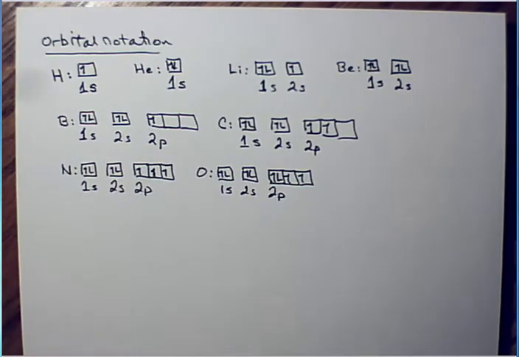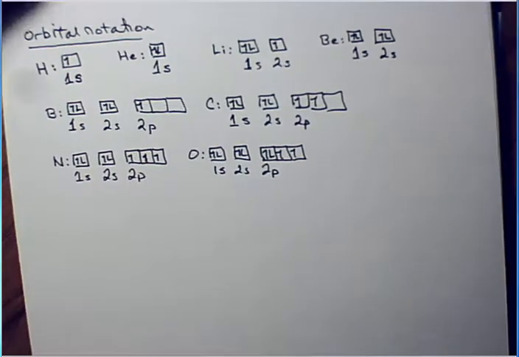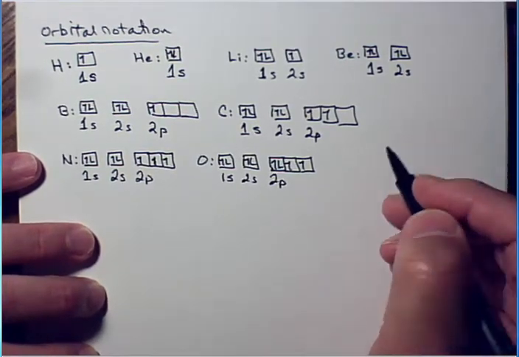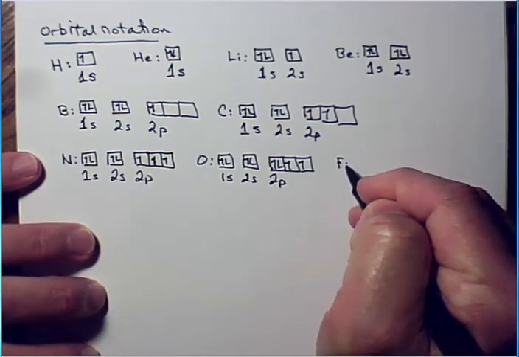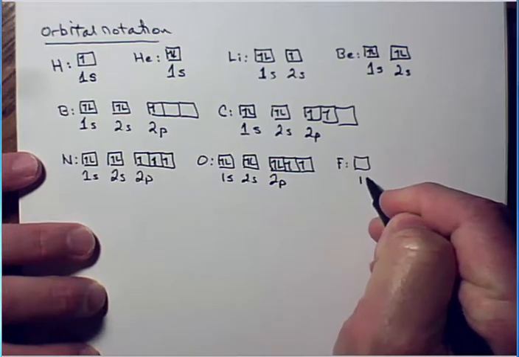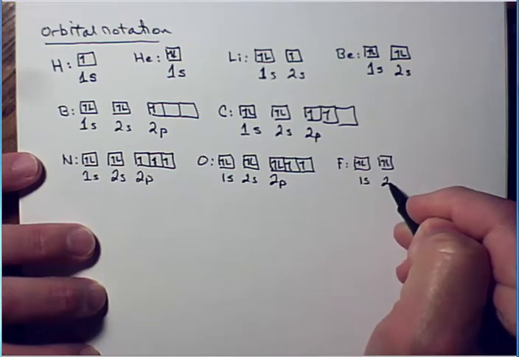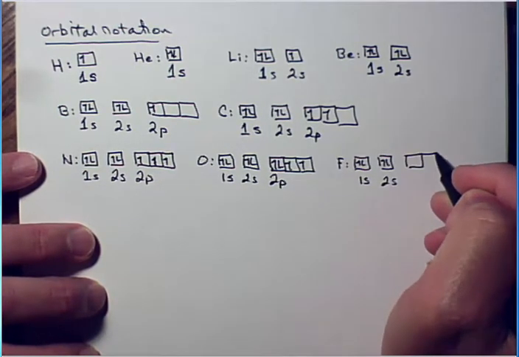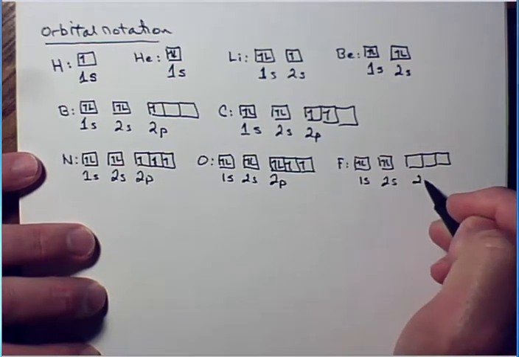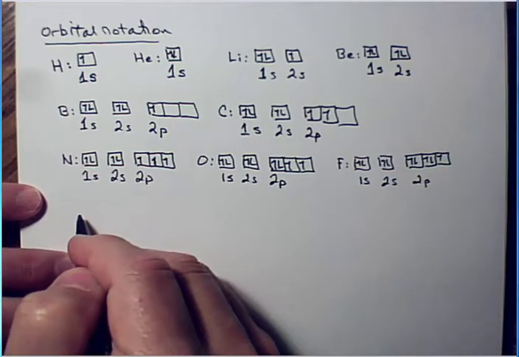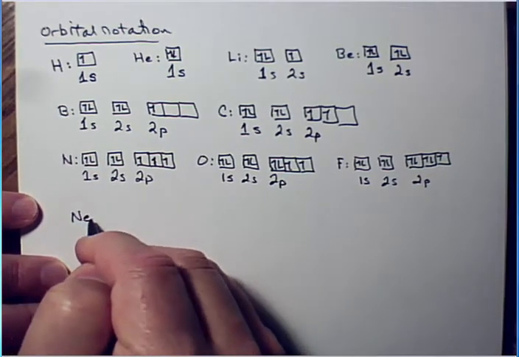So I guess you guys now can do fluorine and neon. Please write the orbital notation for fluorine and neon to practice. Let's see, the next one we come to is fluorine. And then neon.